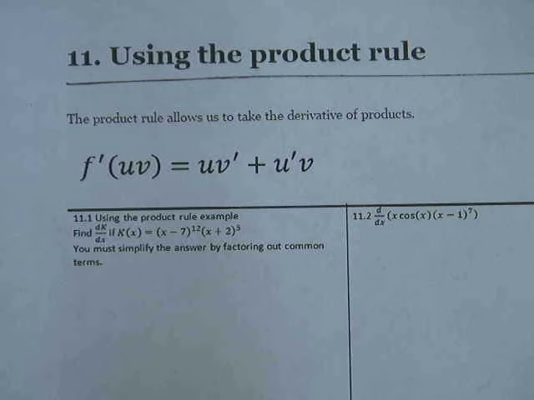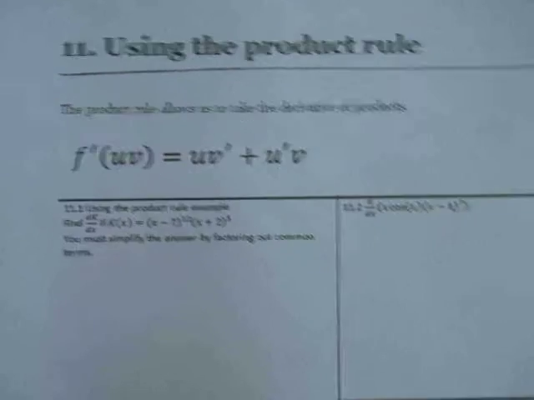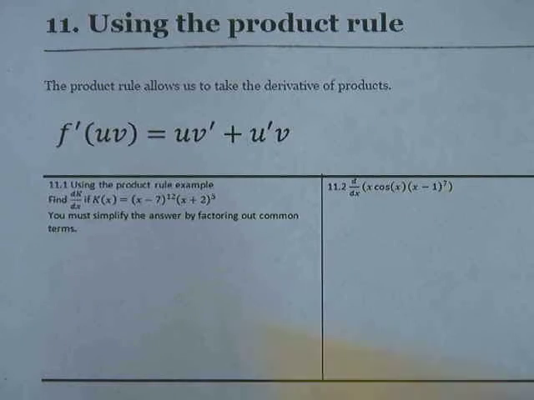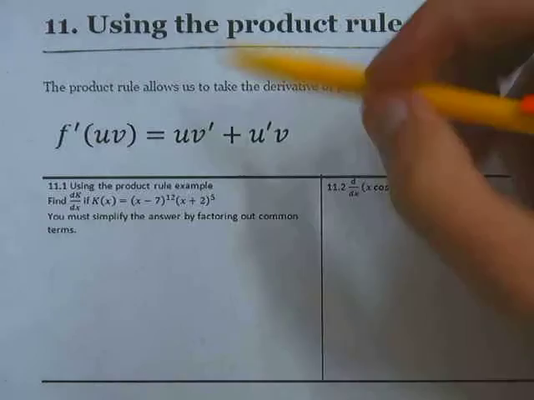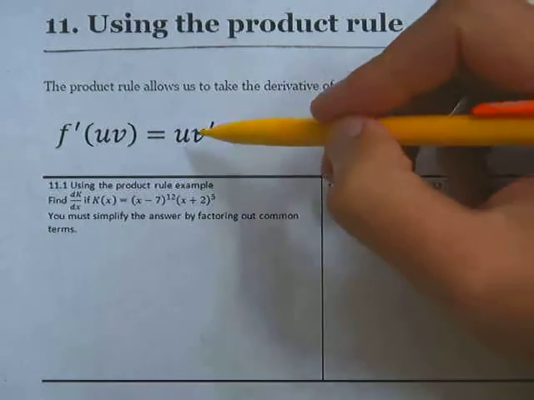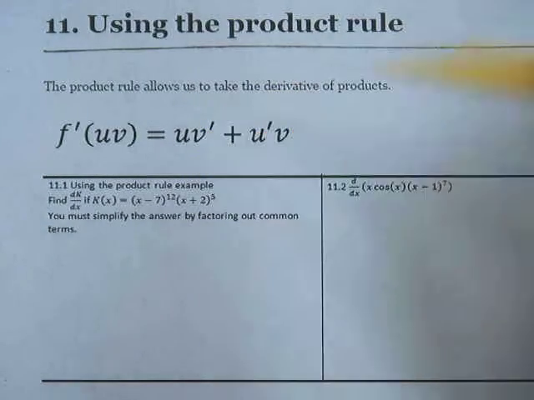Section 11, using the product rule. Another pretty fast section here. This is the product rule: the derivative of the first thing times the second thing, and the derivative of the second thing times the first thing, and you add them together.